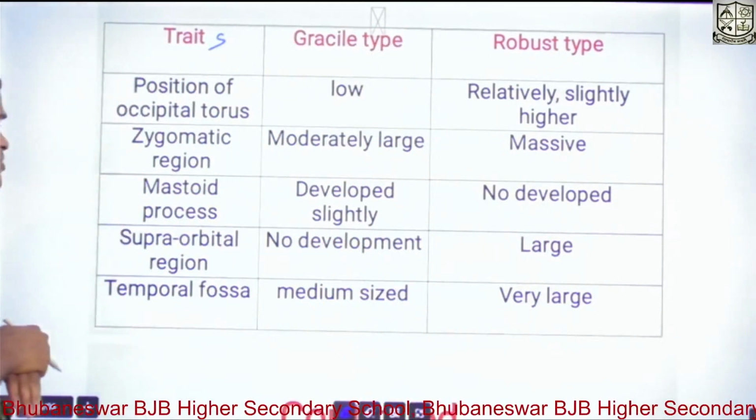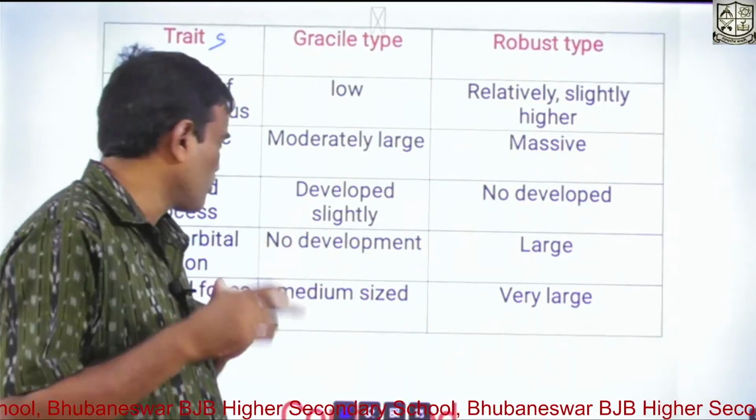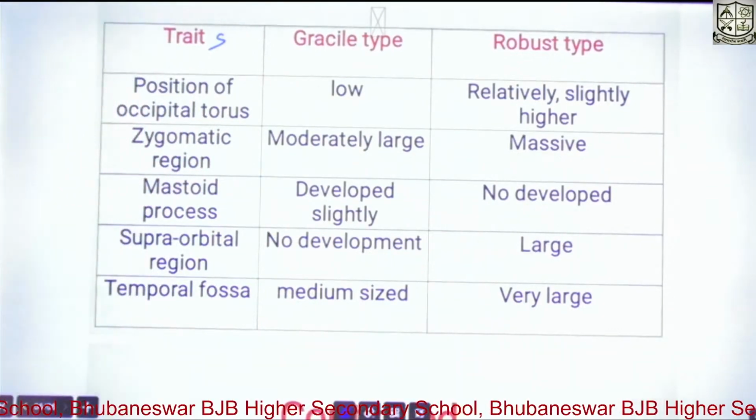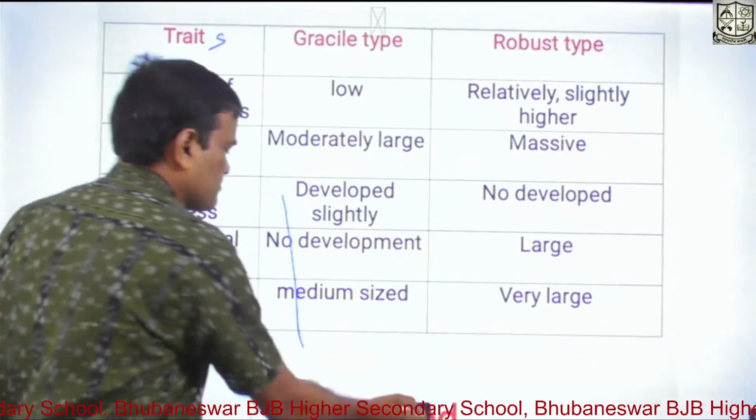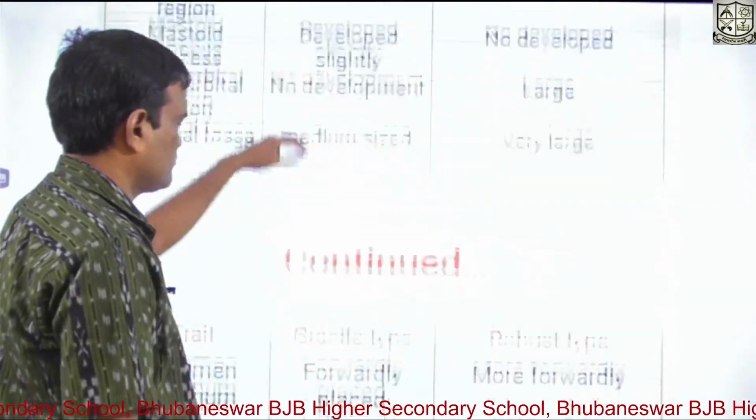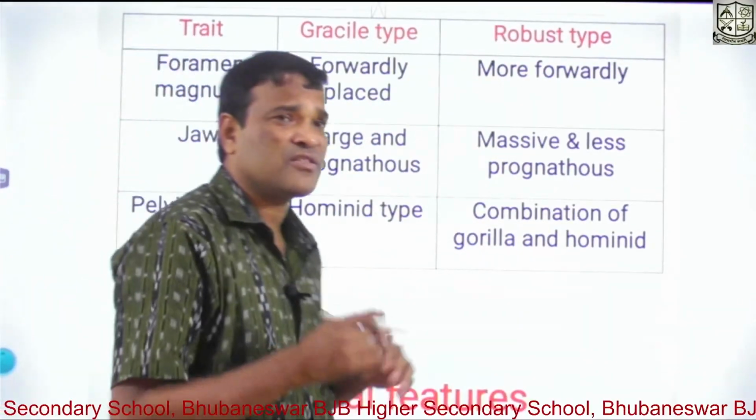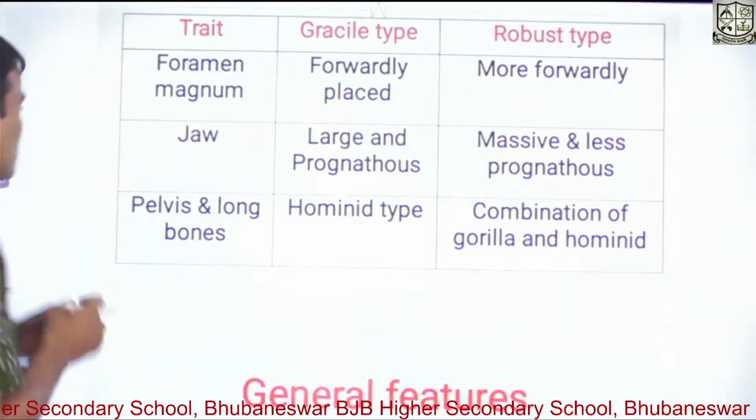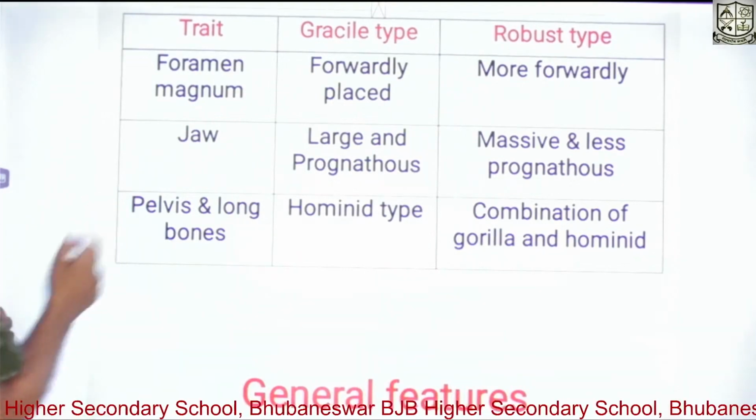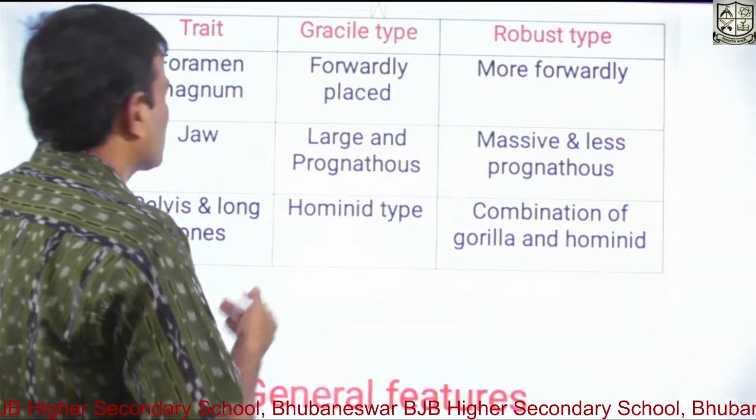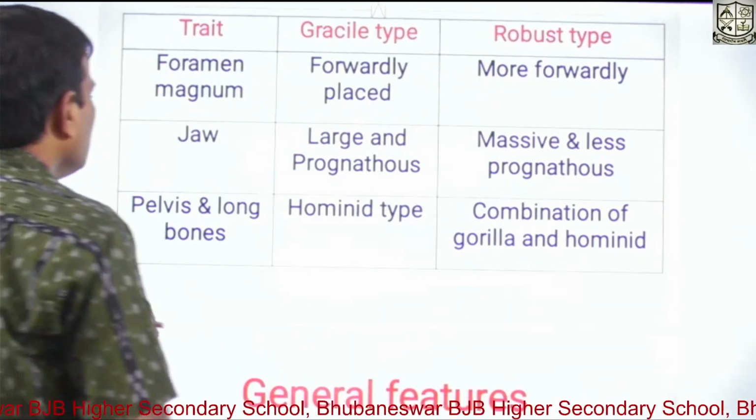The supraorbital region has no development in the glacial type and is very large in the robustus type. The temporal fossa is medium sized in the glacial type and very large in the robustus type. Another anatomical trait is the foramen magnum, which is forwardly placed in the glacial type and more forwardly placed in the robustus type. Foramen magnum is found in the skull.